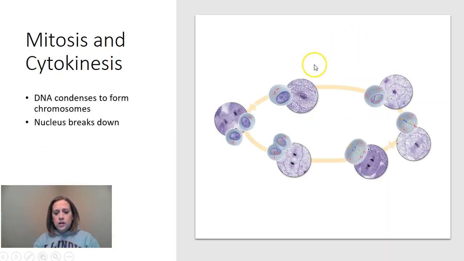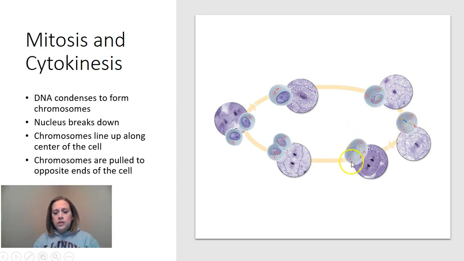So we're going to start here. We have a cell that is in interphase. We can tell it's in interphase because you can see the nucleus and you can't see any chromosomes within the nucleus. So a cell in interphase is going to move into M phase, and the very first thing that's going to happen is the DNA is going to condense into chromosomes, and that nucleus is going to start to break down. You're going to then see the chromosomes line up along the center of the cell. And once they're there, those chromosomes are then going to get pulled to opposite sides of the cell.